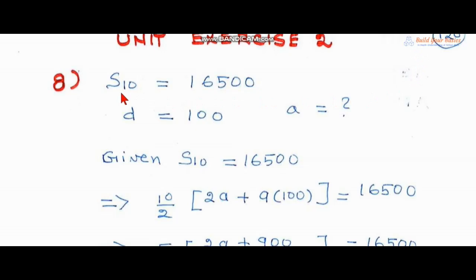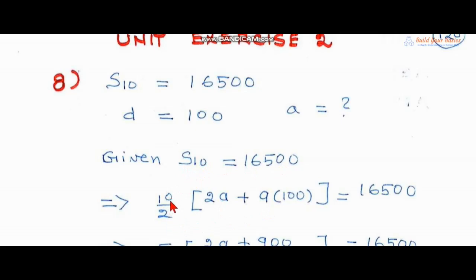So, in 10 years, he has saved 16,500 rupees. So S10 is 16,500 and D is 100, because in each year, after the first year, he saved 100 rupees more than what he did in the preceding year. So D equals 100. We have to find A, that is, how much he saved in the first year. We have to find the first term. Given S10 equal to 16,500.